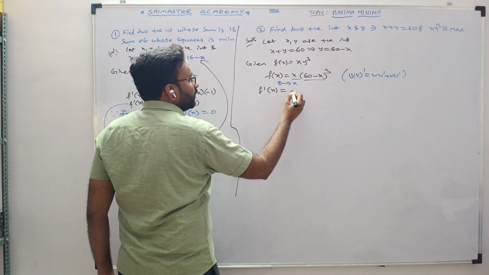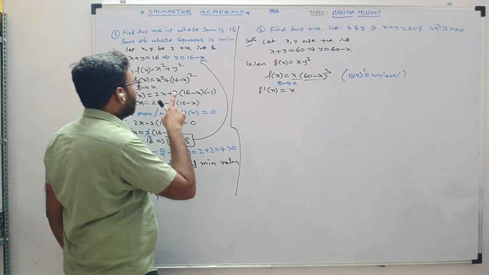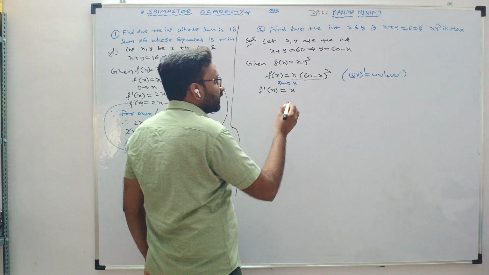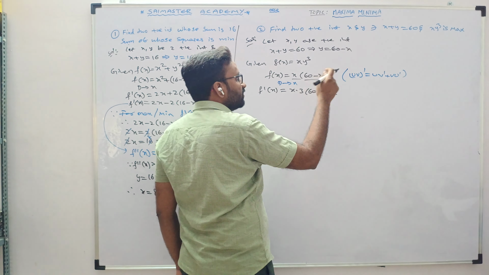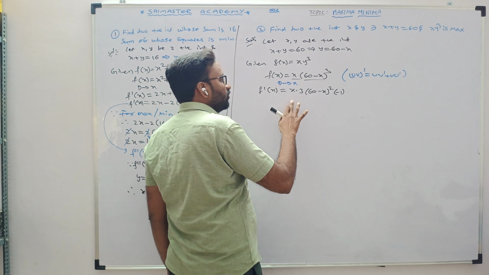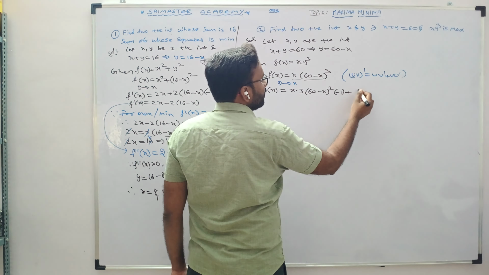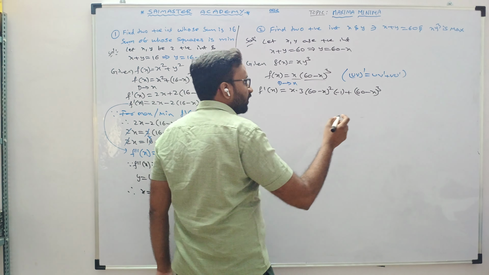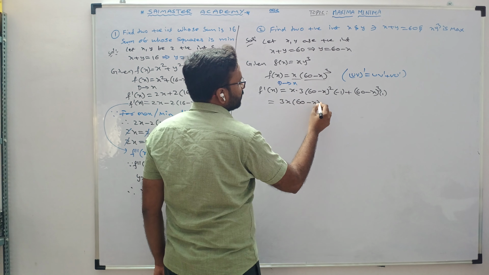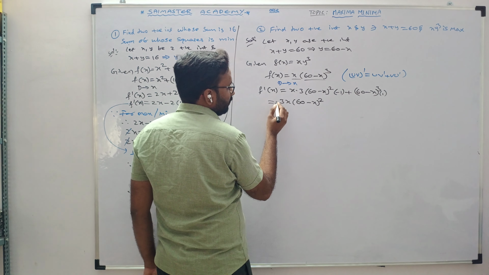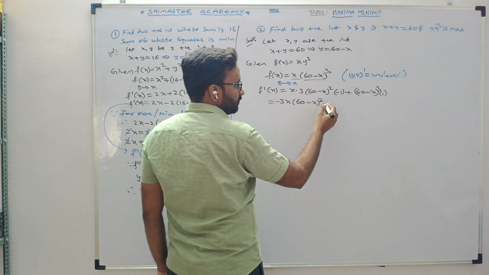You know already (UV) whole dash is equal to UV dash plus VU dash. So now u times v dash, the derivative of this, the same like x power n formula we have to apply. So that is 3 into (60 minus x) whole square into the internal derivative, for 60 it is 0, for minus x it is minus 1. Then plus v, what is v? (60 minus x) whole cube, and u dash, the derivative of x, is 1. So now simplification: f dash of x is minus 3x into (60 minus x) whole square plus (60 minus x) whole cube.